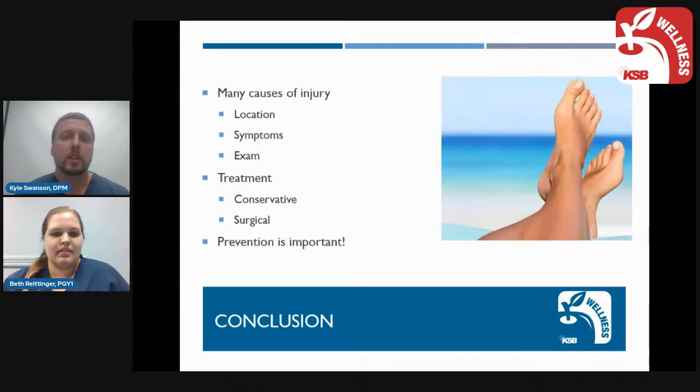So in conclusion, there are many causes of foot injuries, as we covered. The location of the pain, the symptoms that the patients feel, and our exam help to decipher and make the correct diagnoses to help guide our treatment plans. Our treatments do consist of conservative treatments, and if those are exhausted, we may need surgical treatment to help as well. And then those preventative measures are going to be very important to help keep us on our feet.